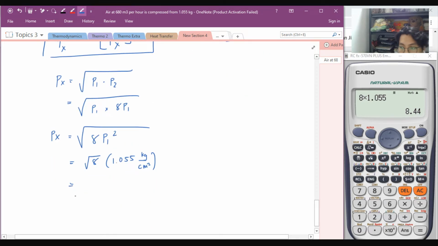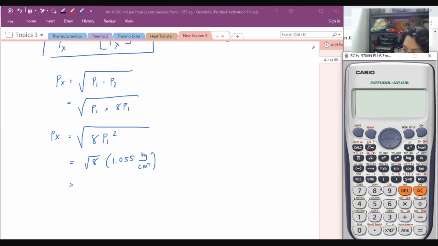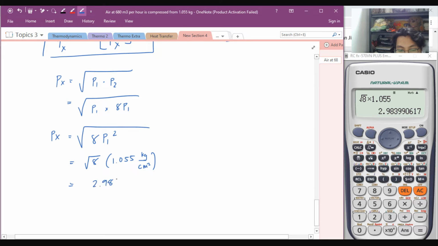So Px is square root of 8 times 1.055. That is 2.984. 2.984. That is the intercooler pressure. Hanapin ko na dito yung Tx.